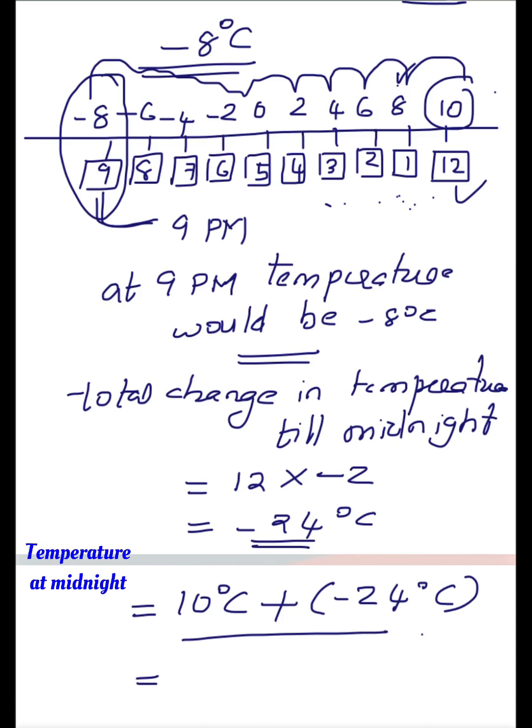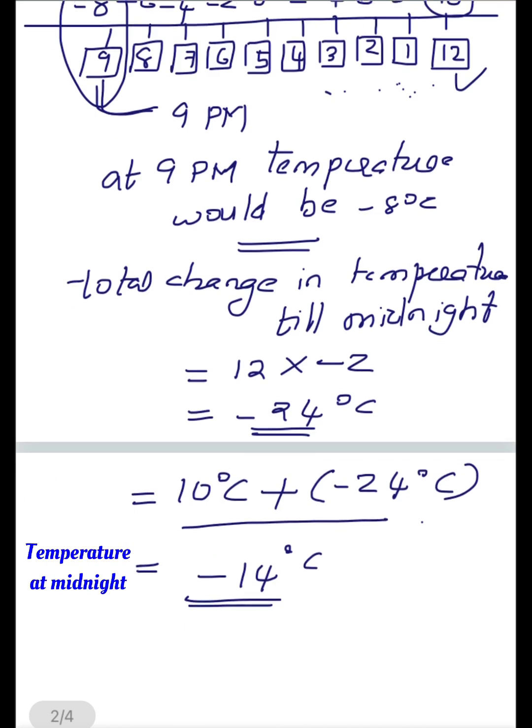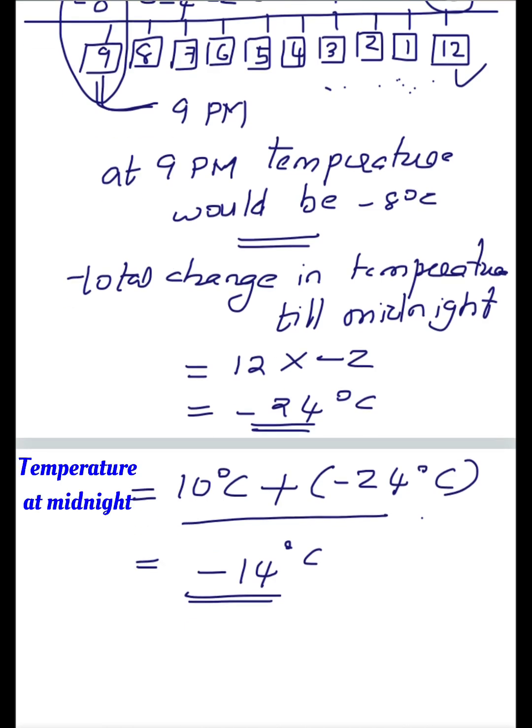Understand? So what will be the answer? Answer will be minus 14 degrees Celsius. Understand? Minus 14 degrees Celsius will be the temperature at midnight. Okay, temperature at midnight will be minus 14 degrees Celsius. Understand how we are doing this?